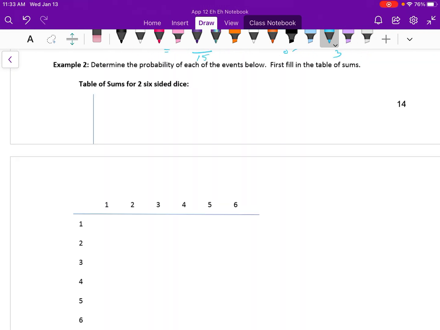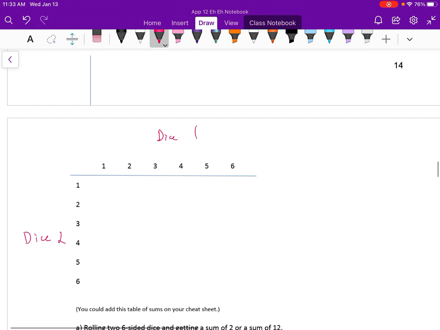All right, example number 2. Now, I apologize that this is over 2 pages. It just didn't translate well to one. Determine the probability of each of the following events below. Fill in the table of sums. So really, when we're rolling 2 dice, all of the outcomes will have to be this. Let's just call this dice number 1, and this is dice 2.